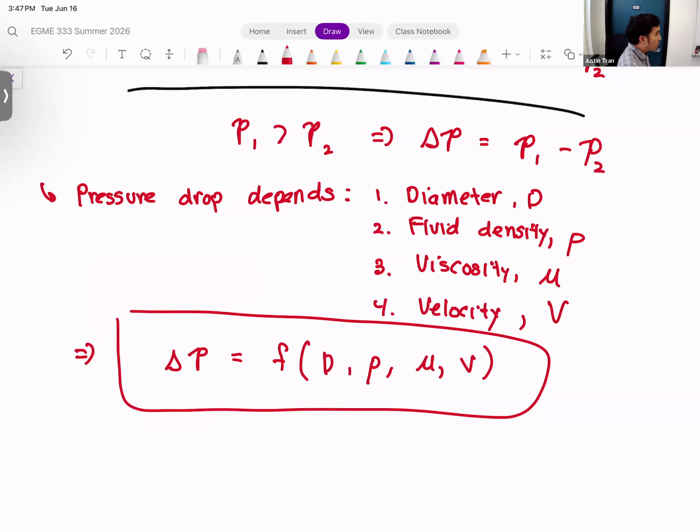Okay, so you'll see this notation a lot today. Maybe you've seen this in the previous class, but when you see this generic F, this generic F basically just means that this is going to be a function of. Right, so pressure drop delta P is a function of the diameter, the density, the viscosity, and the velocity. Okay. We don't know what that function looks like. In fact, that's what we're trying to determine in our experiment. But we know that it's going to depend on those quantities there.